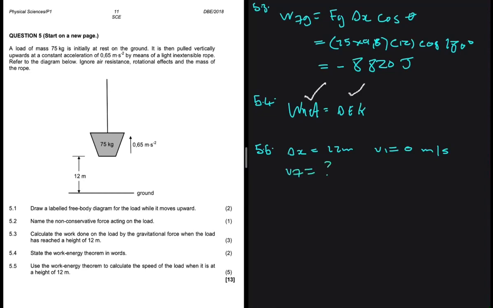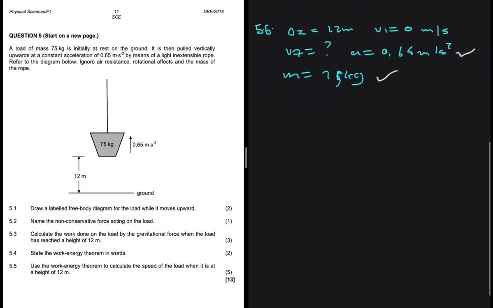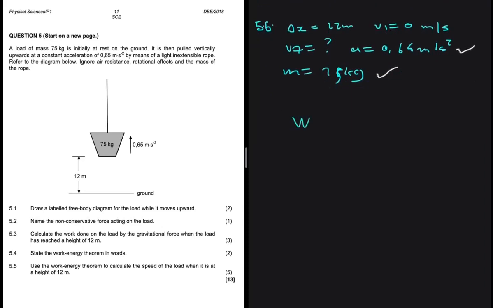What else do we have? We have an acceleration, which is given to us, of 0.65 meters per second squared. And then we have a mass of 75 kgs. But I think the key to this question, depending on which approach you use, is realizing that we have the mass and acceleration. So we essentially have F net, because we know that F net is equal to MA. So now we can say that work net is equal to the change in EK.